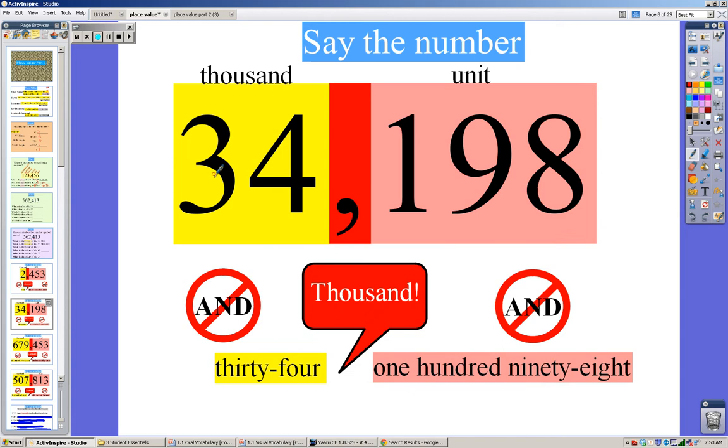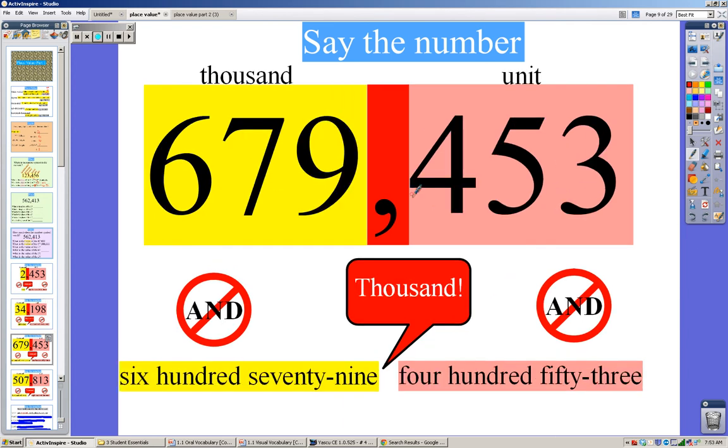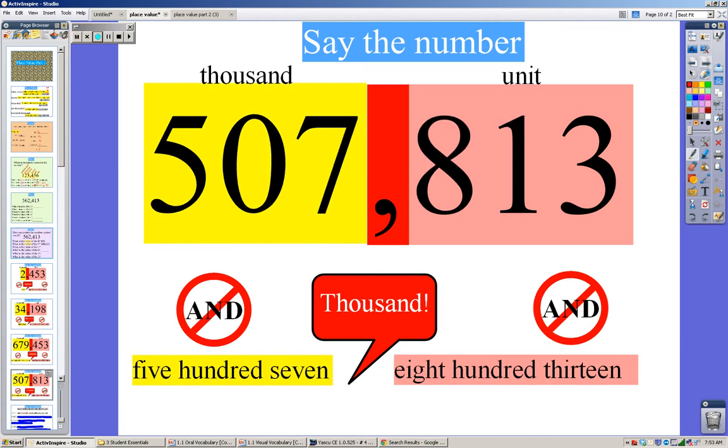Here's another one. 34,198. And you can see the words down here as I read along. Here's another one. 679,453. And yet another example. 507,813.